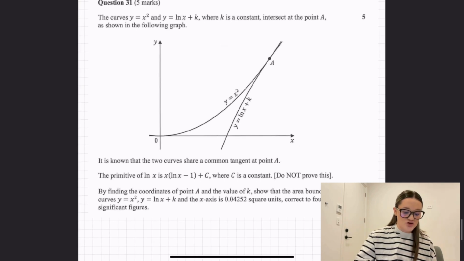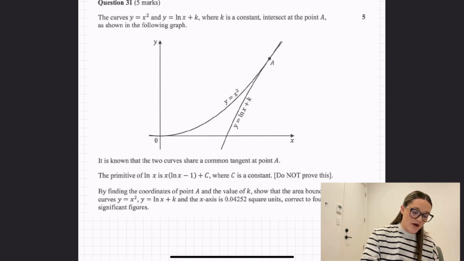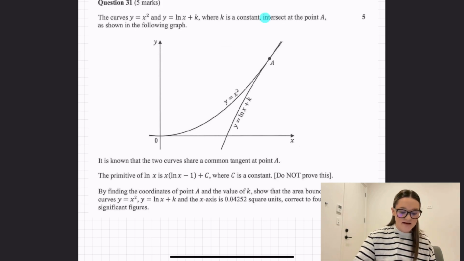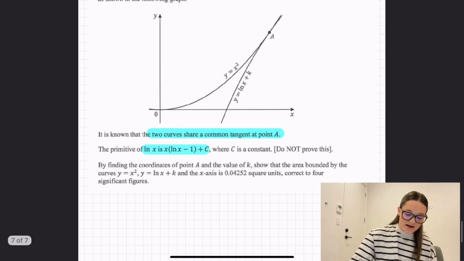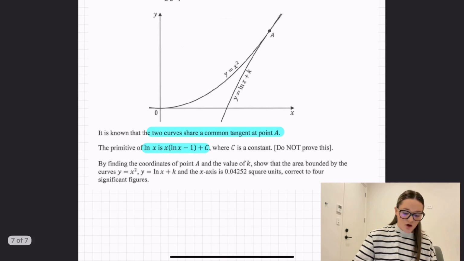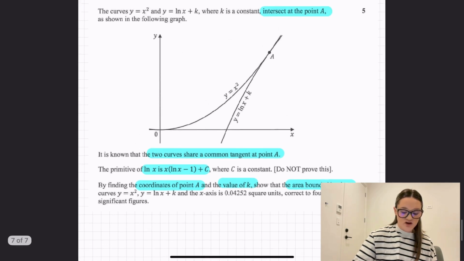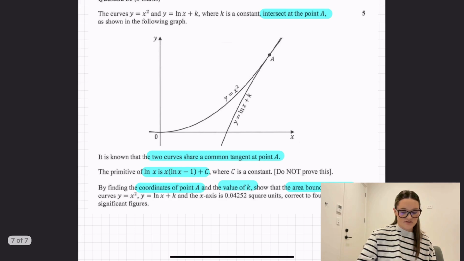We have two graphs, y is equal to x squared and y is equal to ln x plus k, and they intersect at the point A. We're told that these two curves share a common tangent at point A, and the primitive of ln x is given to us here. We're told that by finding the coordinates of point A and the value of k, show that the area bounded by the curves and the x-axis is this value here, correct to 4 significant figures.